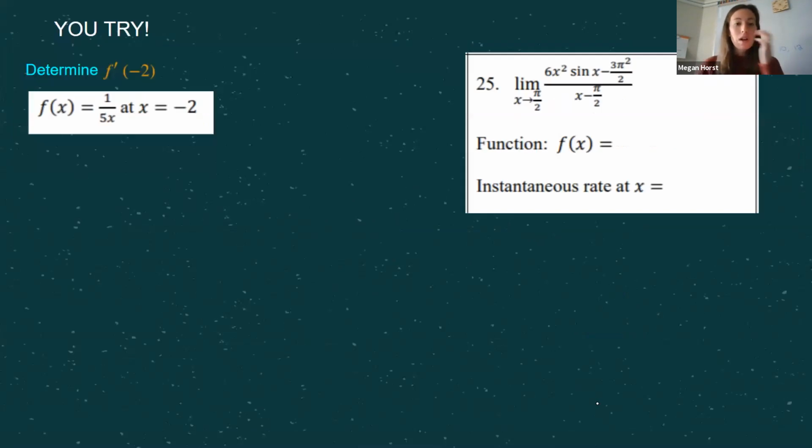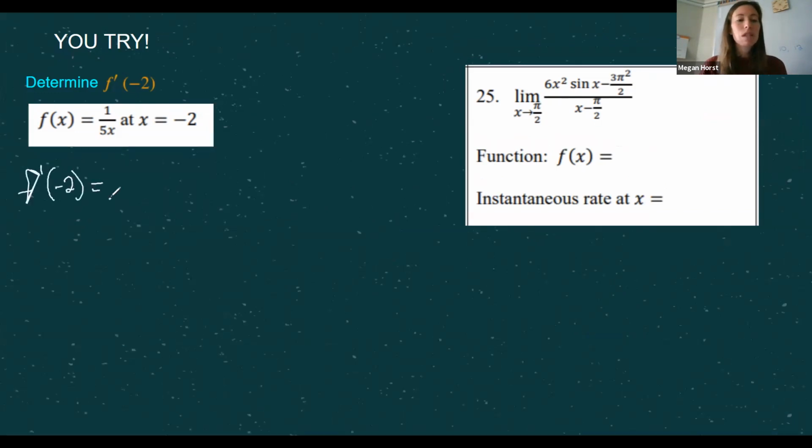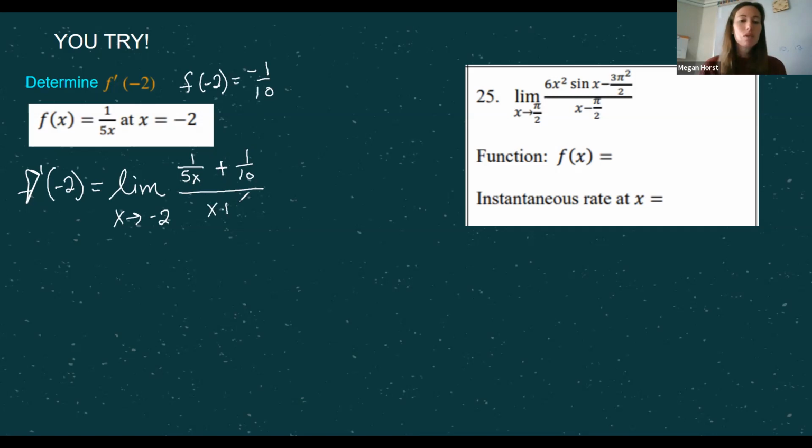All right, let's clear. So hopefully you've tried this problem. We're given f of x equal to 1 over 5x, and we are evaluating when x equals -2. So we're finding the derivative of the function when x equals -2. So f prime of -2 equals, and I'm going to use the alternate form, the limit as x goes to -2 of f of x, so 1 over 5x, subtract f of -2, which is -1/10. So I'm subtracting a -1/10, all over x subtract a -2, so x plus 2.